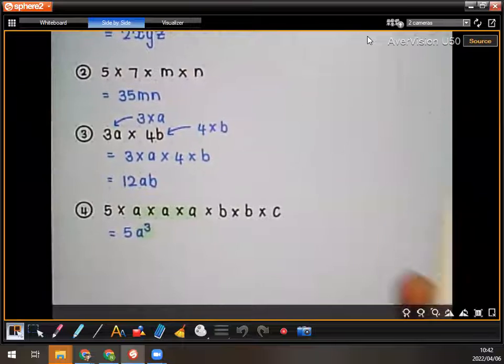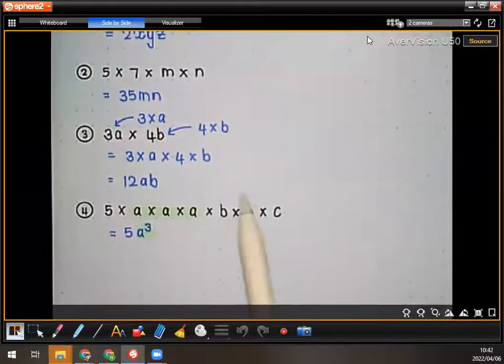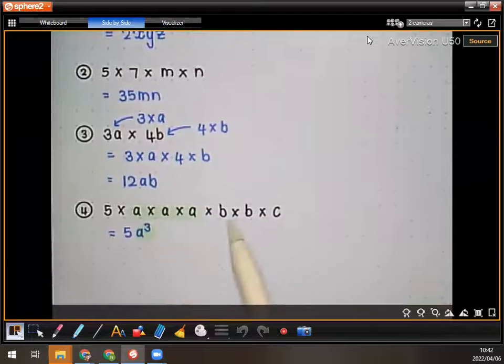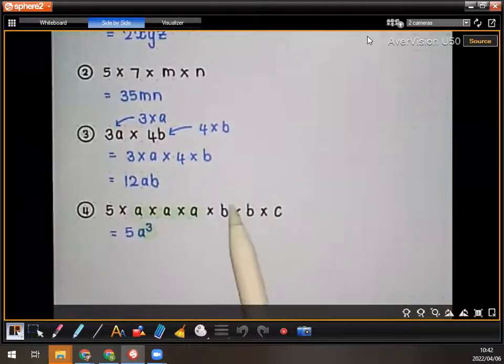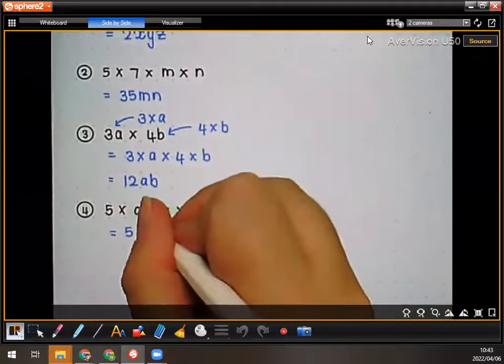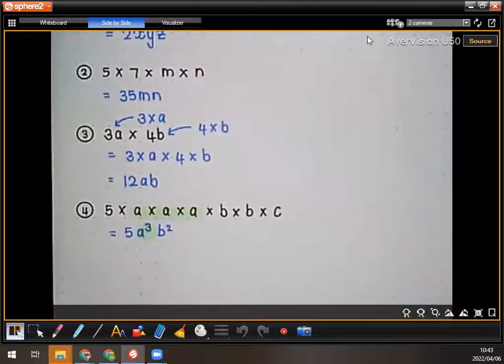Now, if we're looking at the B's, there are 2 B's. We did discuss this last term, that when you multiply something by itself, that's just squared. But now we can look at it in the same way as here. It's B, but there are 2 of them that I'm multiplying together. So the answer here is going to be B to the power of 2. Good. So B to the power of 2.